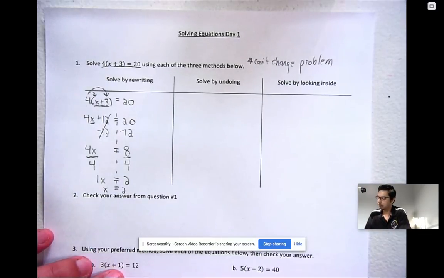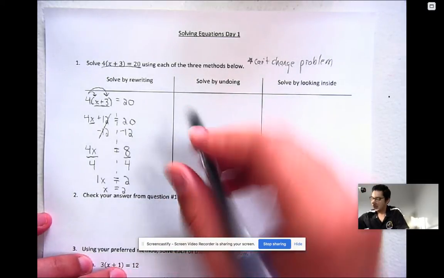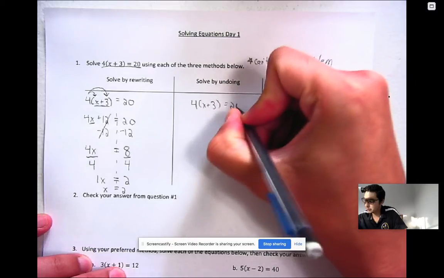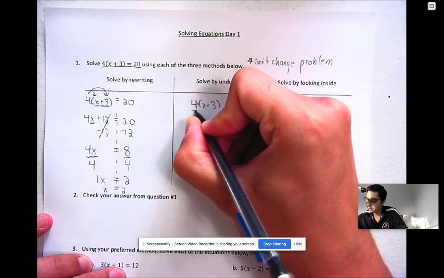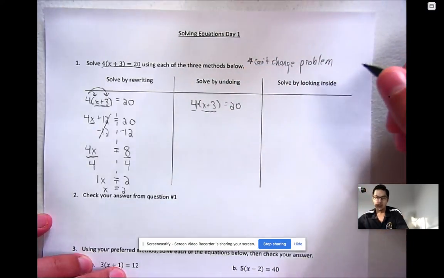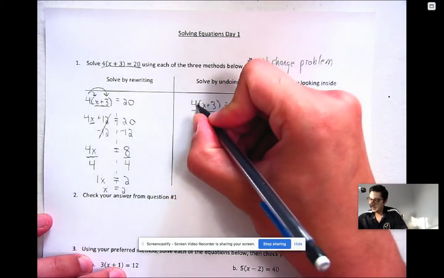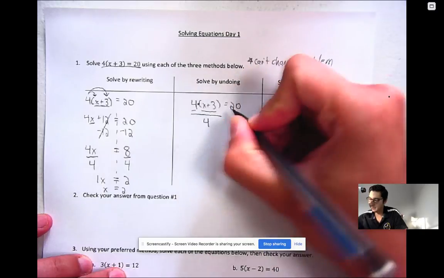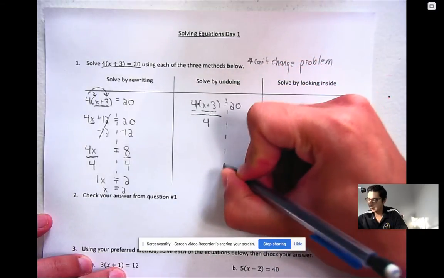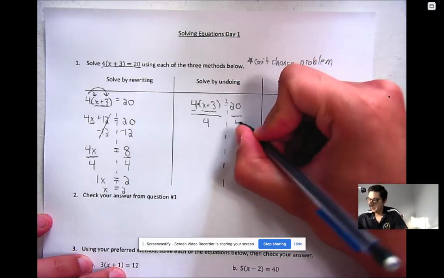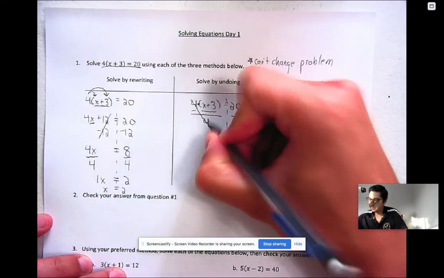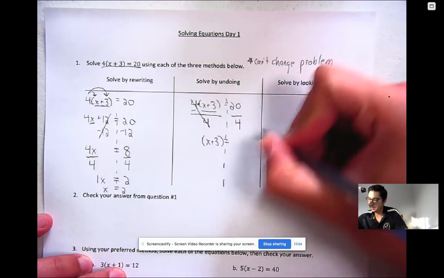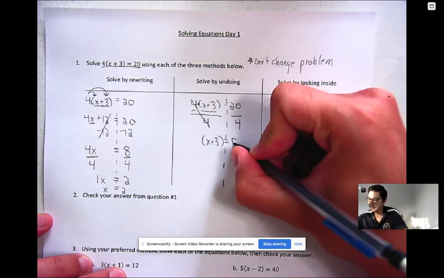Okay. Let's solve by undoing. How does this method work? Instead of distributing the 4, notice that this is saying 4 times a number equals 20. Well, what's the opposite of times 4? Remember, you can divide by 4. So what if we divide by 4 first? I'm going to draw a dash line down my equal sign. 4 divided by 4 goes to 1, which we don't really need to write. So then we get x plus 3 equals, and 20 divided by 4 is 5.